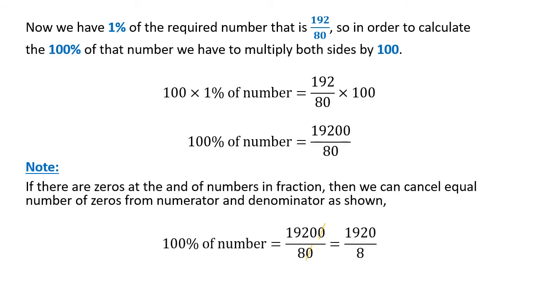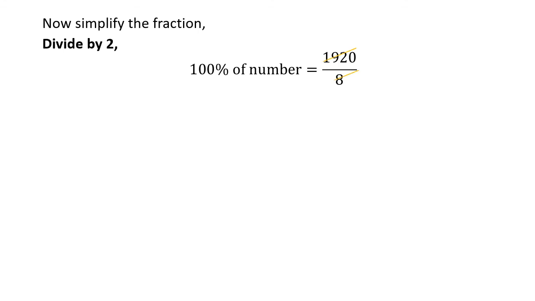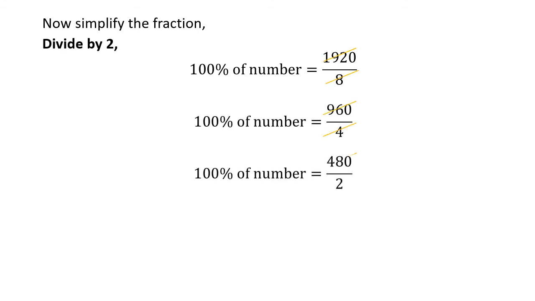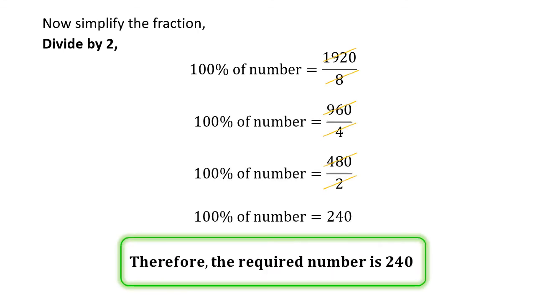Now we have 1% of the required number, that is 192 upon 80, so in order to calculate the 100% of that number we have to multiply both sides by 100 as shown. If there are zeros at the end of numbers in a fraction, then we can cancel an equal number of zeros from numerator and denominator as shown. Now simplify the fraction. After simplification we have 240, that is the required number.